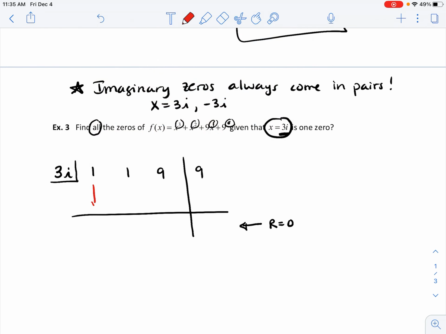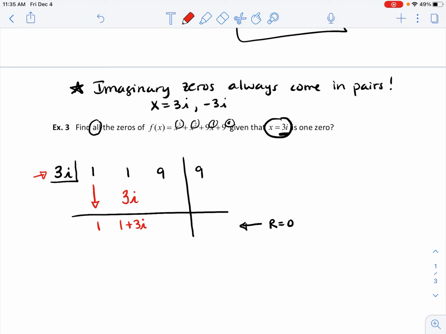So I'm going to bring down the 1, nothing hard there. Now I need to multiply the 3i times the 1. Well, that's not hard. 1 times 3i is still 3i. No biggie. Now let's add them up. What is 1 plus 3i? Can't really add those together, right? So 1 plus 3i is just going to be 1 plus 3i. Now I know that's kind of freaky, but it is what it is.